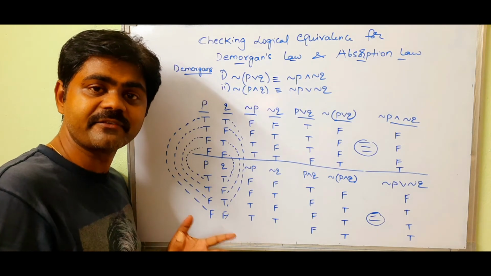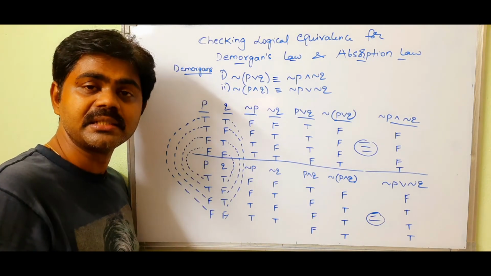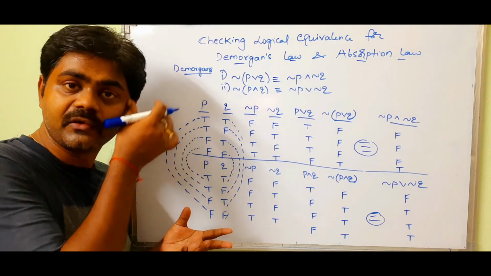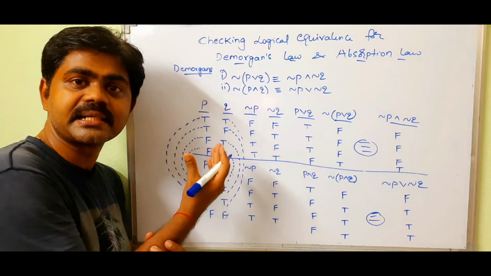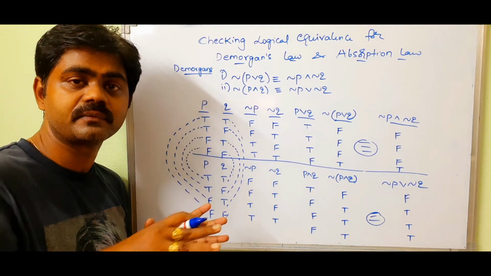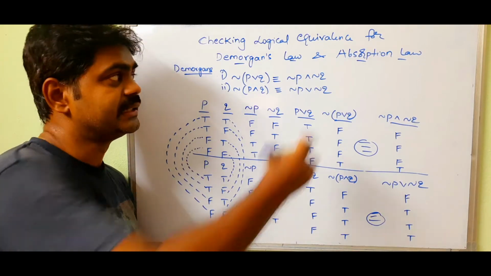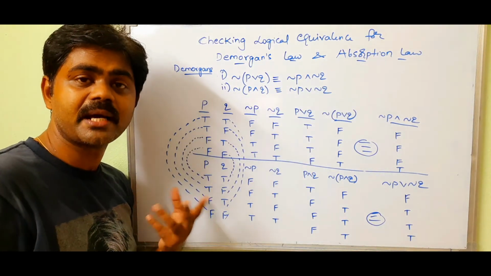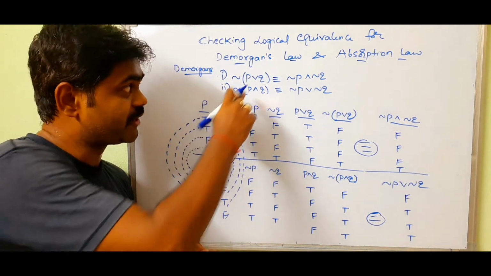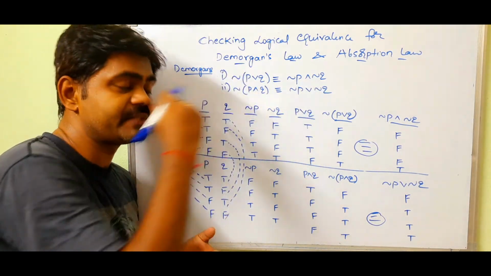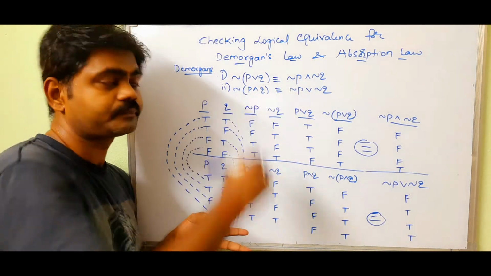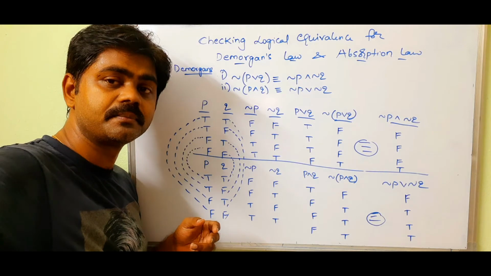Now we'll check the absorption law. This is just a verification of whether the logical identities we discussed are logically equivalent, and whether the dual is perfect or not. Next one is absorption law. They may ask you in the examination to check the logical equivalence for De Morgan's law or absorption law. They will not give these formulas, so if they ask you De Morgan's law, you should know the formula.